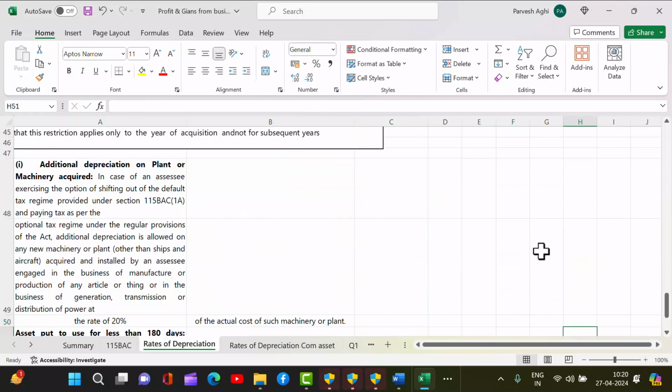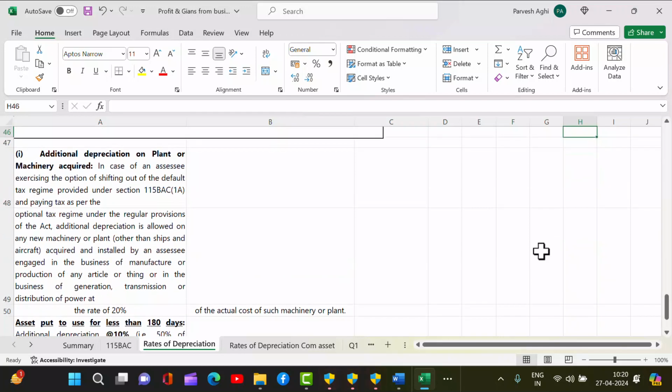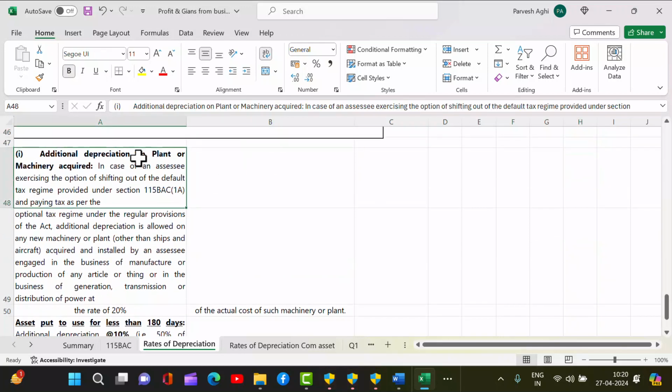Okay. Then read this. Additional depreciation on plant and machinery acquired. In case of an assessee exercising the option of shifting out of the default tax regime provided under Section 115BAC(1A) and paying tax as per the optional tax regime under the regular provisions of the Act. Hold on, hold on.